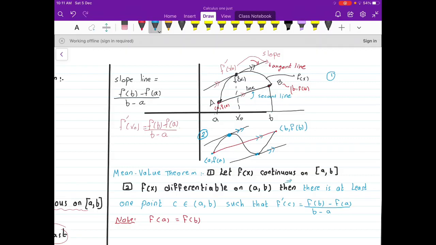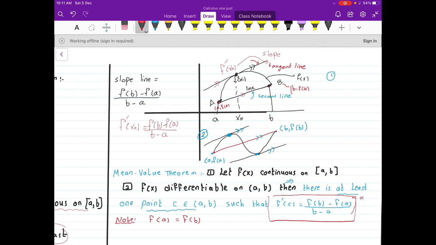Then what is the conclusion? If the function is continuous on a closed interval and differentiable on the open interval, then there is at least one C belonging to (A, B) such that this C satisfies this condition: f prime of C equals f of B minus f of A over B minus A.